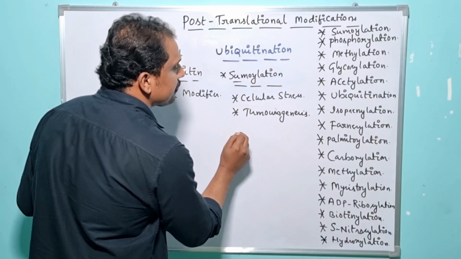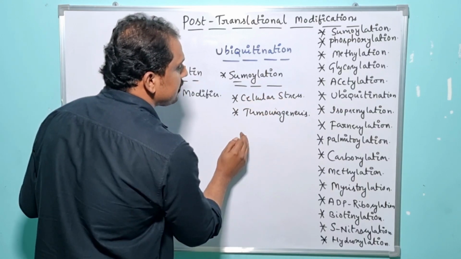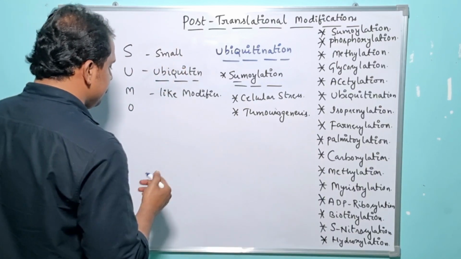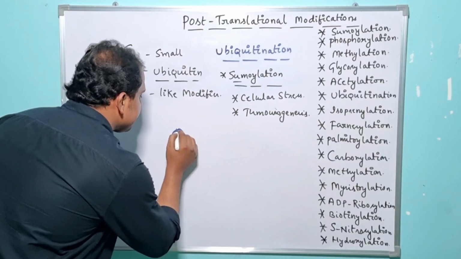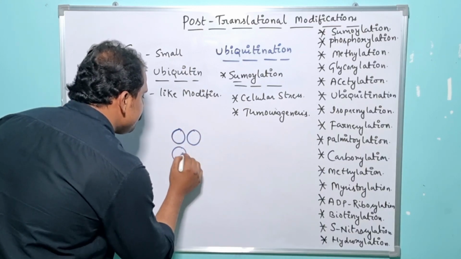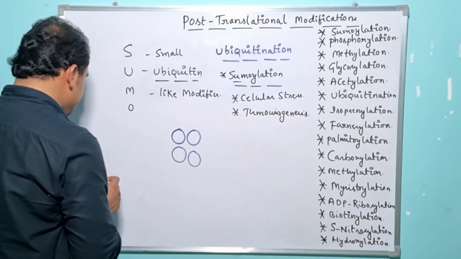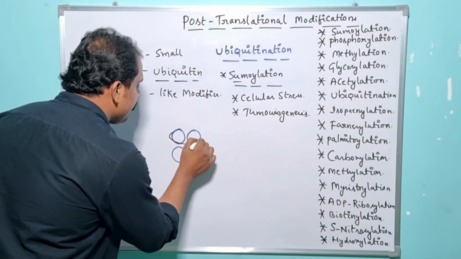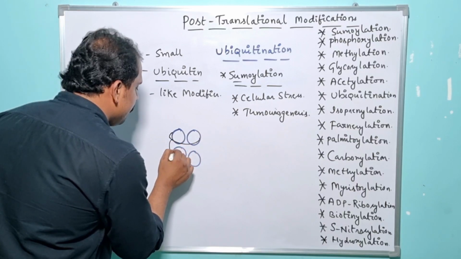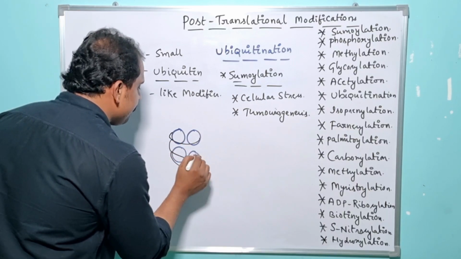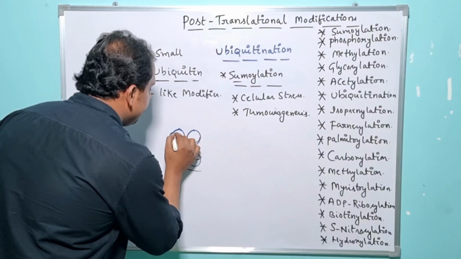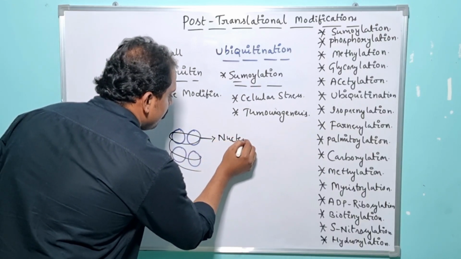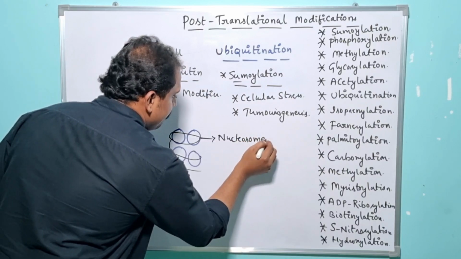In order to repress the gene expression, the sumoylation post-translational modification is most commonly observed. So here, let us consider the structure of a nucleosome, right? So what is nucleosome in general? When DNA is wrapped around the histone octamer, it is nothing but what? Nucleosome, right? This specialized structure is nothing but nucleosome.